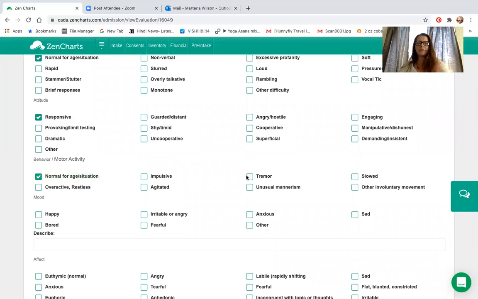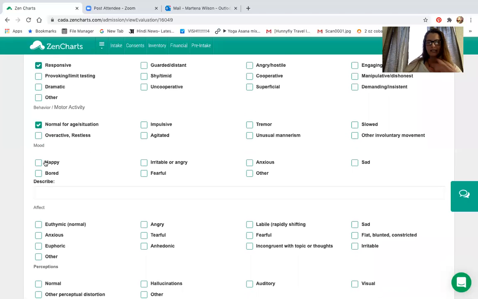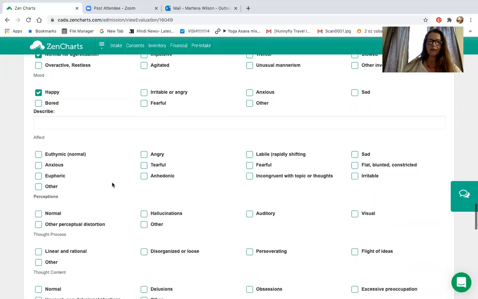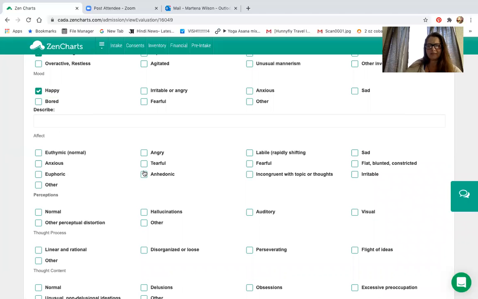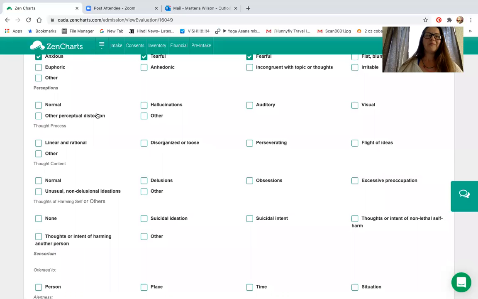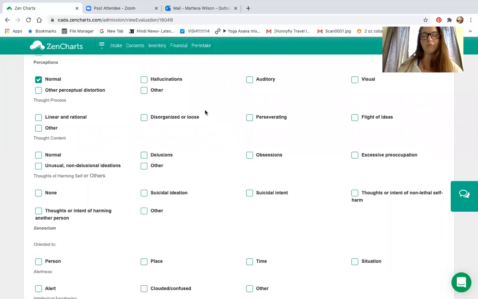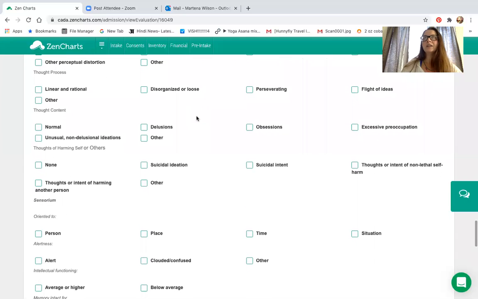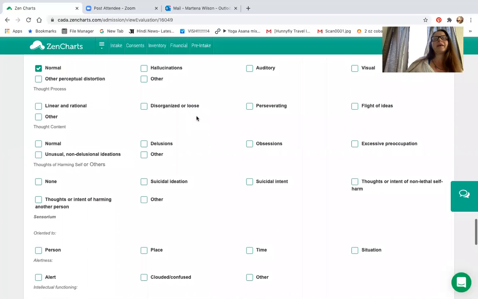Behavior, pretty normal. Again, Brett is going to go over all of this stuff, but these are just so you get an idea about the form. Mood, pretty happy, normal affect. Well, in this case, I guess we would say maybe anxious, fearful, sad, tearful. Again, you're going to go over this with Brett. Perceptions, any hallucinations? No. With our clients, most of the time it's going to be normal, unless they're on, like, a meth psychosis or something. You probably won't get them at that point.